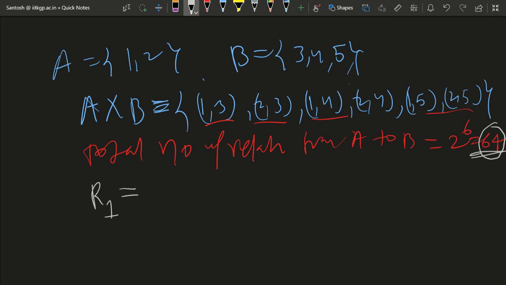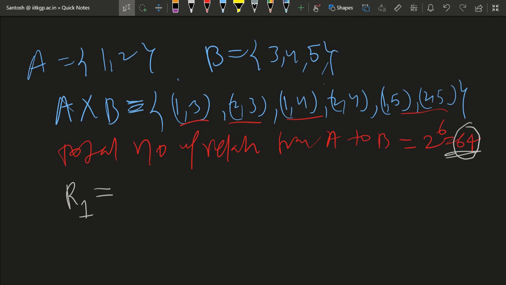Tell me any one subset of A cross B. Any subset of A cross B is a relation. So there are 64 relations from A to B. Tell me any one of the 64 relations. Out of 64, six are given on the screen now. Yes, there are 64 relations, and this is A cross B.